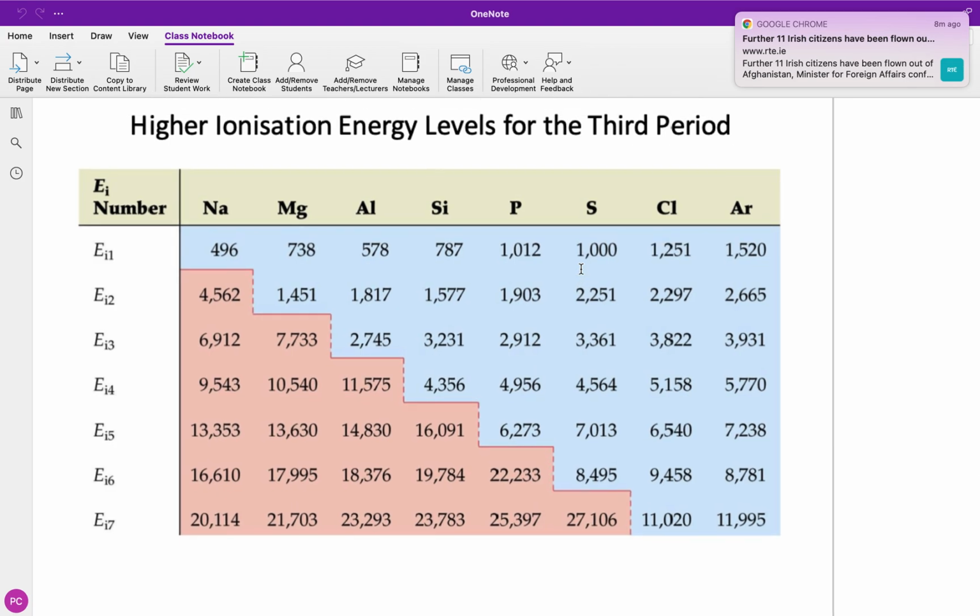Okay, another table there for you for the higher ionization energies. So going from sodium, so you can see sodium 496, 738, 578, 787. So this is aluminium, which is going to be group 3. So if we drew out the 1s2, 2s2 for aluminium, we'll see a reason, something to do with a half-filled s, p or d sublevel that is going to cause that high ionization number.